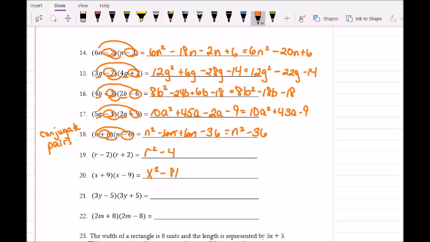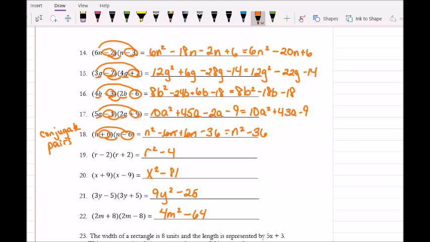Number 21, 3y times 3y is 9y squared, and the last, negative 5 times positive 5 is negative 25. And 22, 2m times 2m is 4m squared. And last, 8 times negative 8 is negative 64.